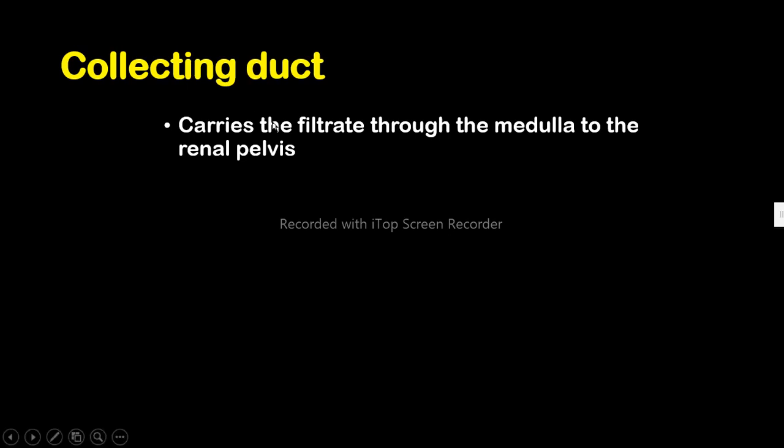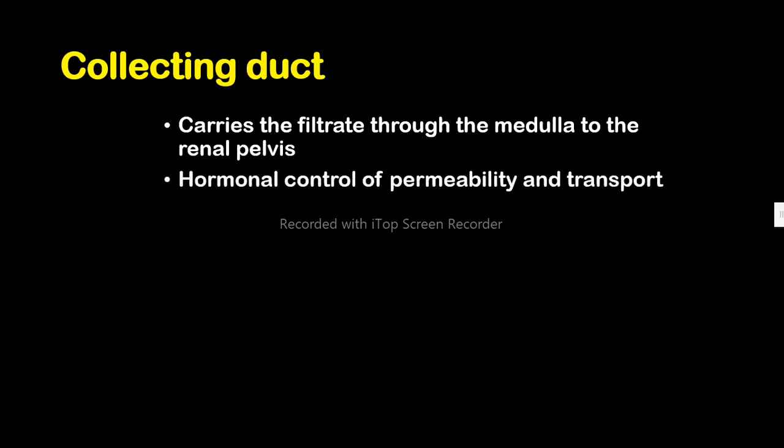Now, as the collecting duct is spanning through the medulla, it will encounter the highly concentrated medulla. The medulla will be full of sodium ions and chloride ions, and the concentration of the medulla is going to be high, so that the osmotic pressure of the cells in the medulla is high, which allows absorption of water.